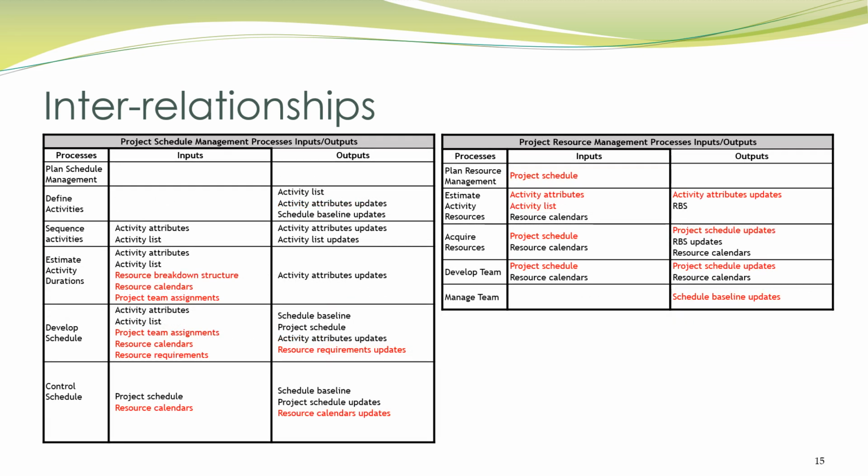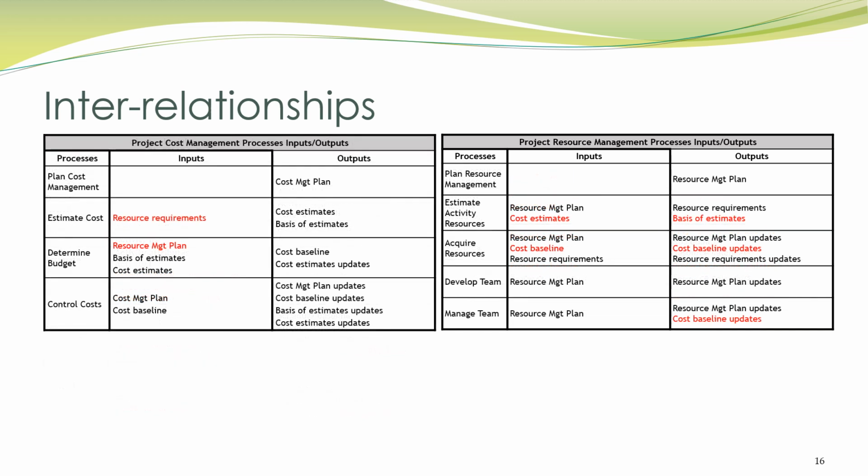See how the schedule and resources interact. Clearly, these processes are often done nearly simultaneously. The schedule depends on resource availability, and resources need to be estimated and acquired according to the schedule. Also, resource management outputs affect budgeting, specifically in cost estimating and budget aggregation.